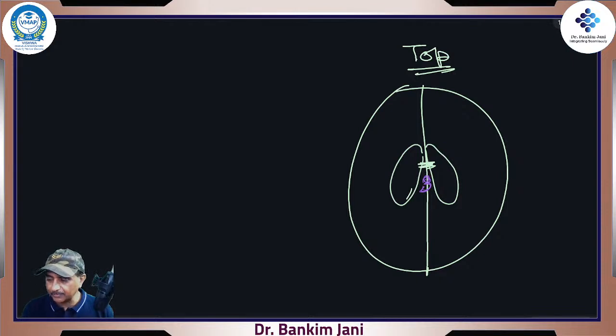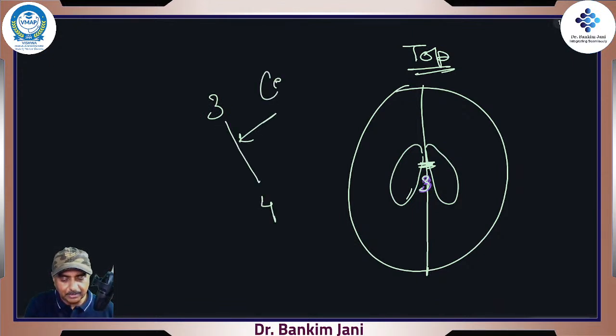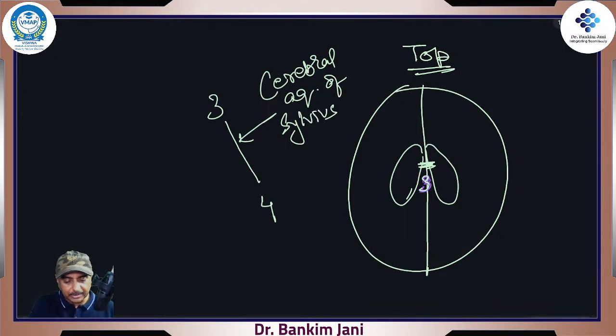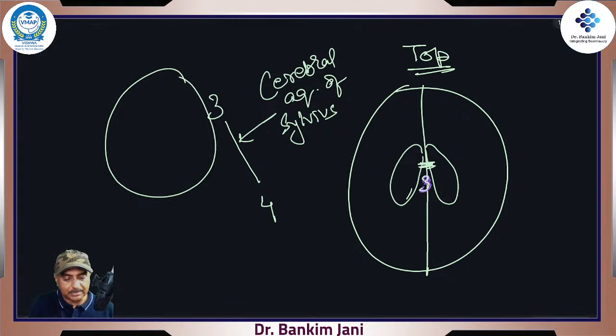What's the importance of this? The importance is that from the third ventricle to the fourth ventricle, this is the cerebral aqueduct, the aqueduct of Sylvius, very narrow. Now this area over here, there is thalamus, right? So what's opening? The interventricular foramen of Monro is also opening. So whenever there is any SOL, space occupying lesion, this area will compress it.